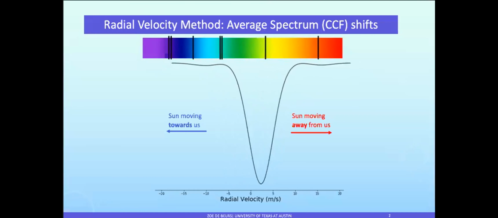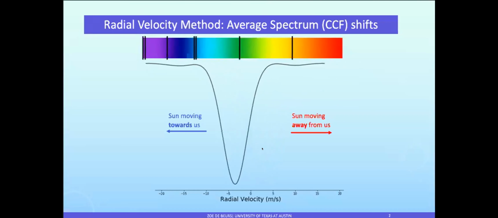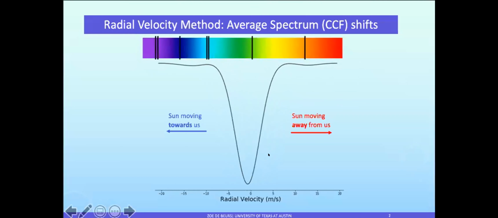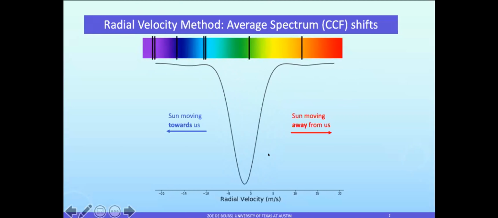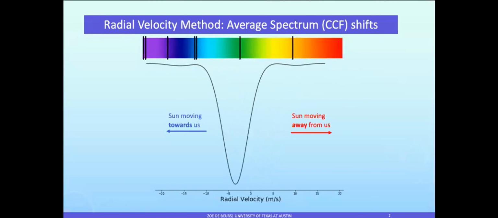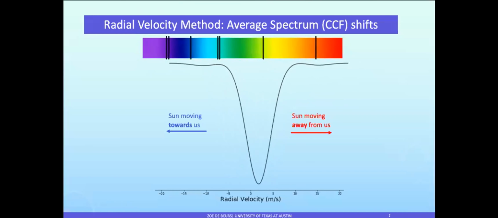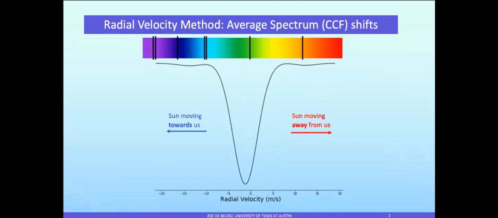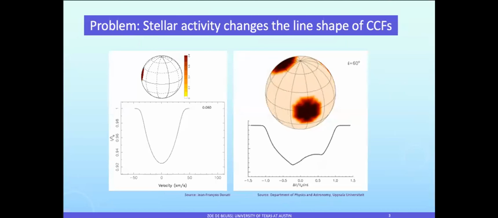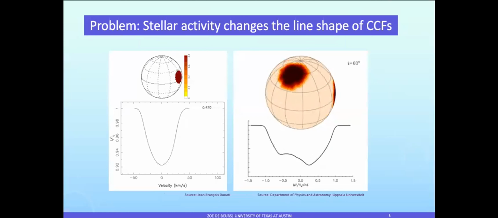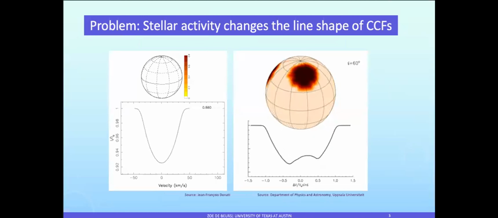And this is due to the gravitational pull of the planet. This average line spectrum is sometimes also referred to as a cross correlation function, or a CCF. And if we use super sensitive spectrographs, these shifts can be measured and used to infer details of a planet's mass and orbit.